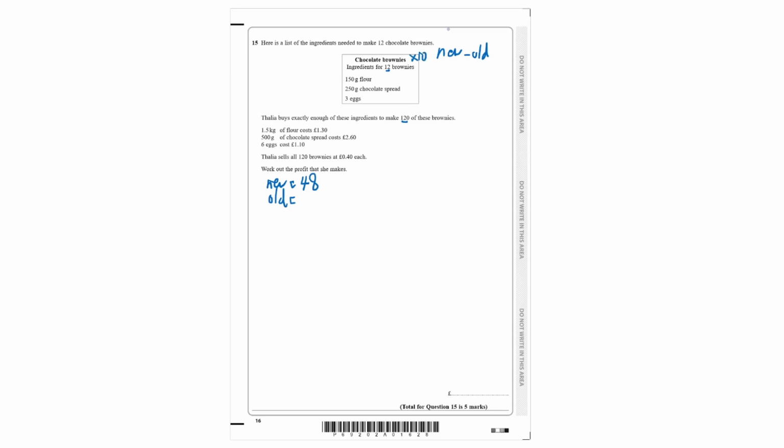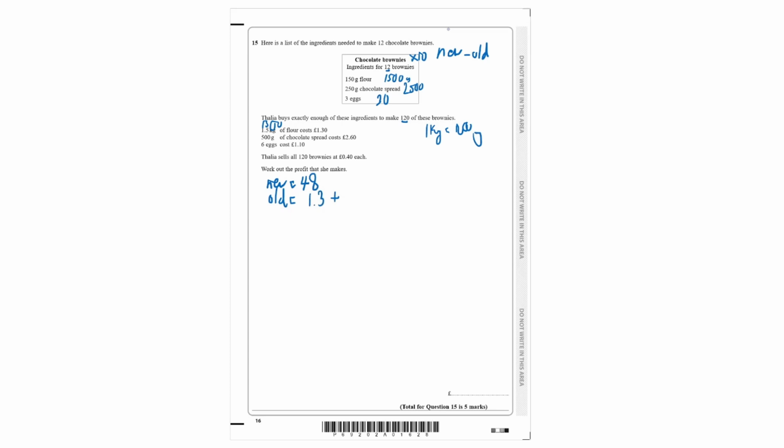So instead of 150 grams of flour, she actually makes 1,500 grams of flour. 250 times 10 is 2,500, and 3 times 10 is 30. Now, moving on, we know that 1.5 kilograms of flour costs 1.3 pounds. 1 kilogram is equivalent to 1,000 grams. So we can see here that this is actually 1,500 grams, costs 1.3 pounds. 1,500 divided by 1,500 is simply 1. So 1 times 1.3 is simply 1.3.